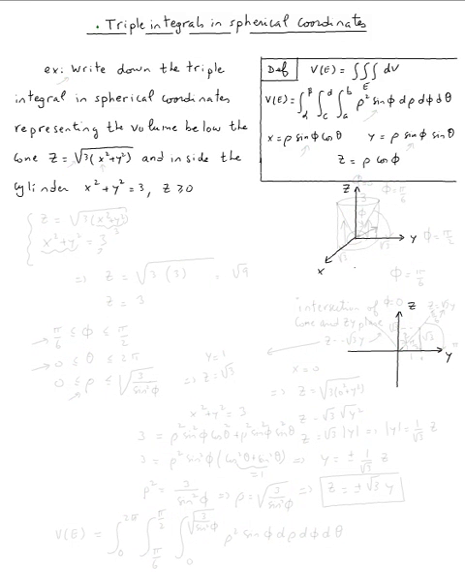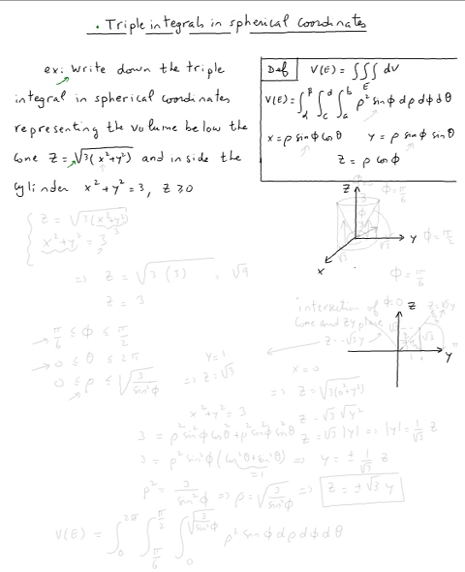The topic is triple integrals in spherical coordinates. So let's do this example. Write down the triple integral in spherical coordinates representing the volume below the cone z equals square root of 3x squared plus y squared, and inside the cylinder x squared plus y squared equals 3. z is positive, of course, because it's a square root of something.